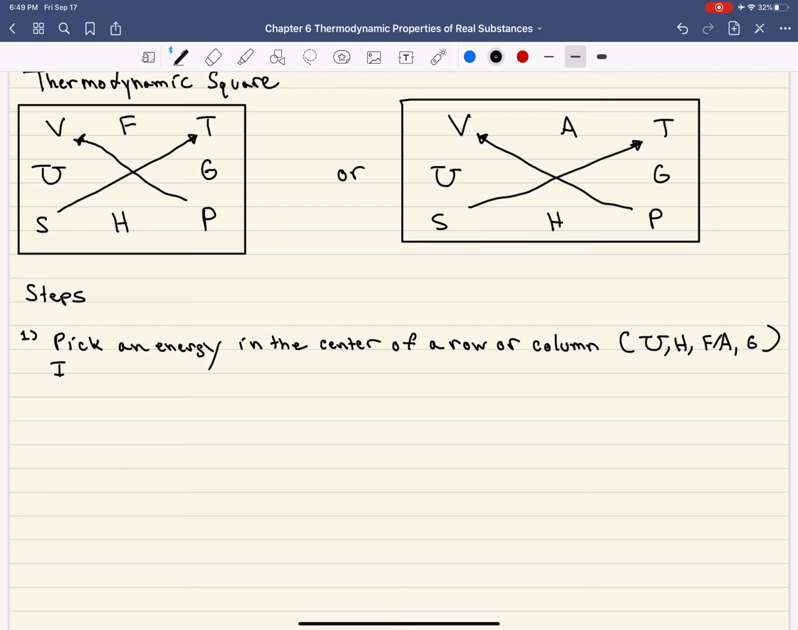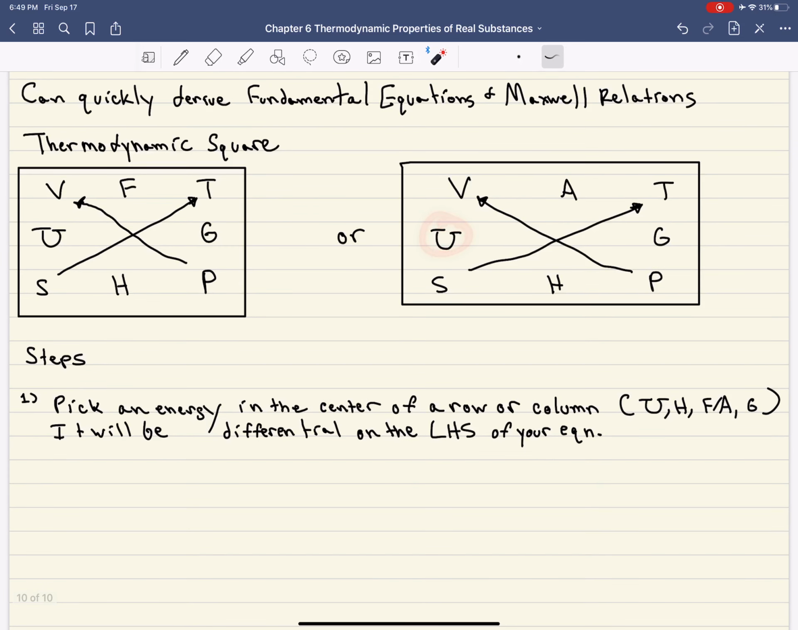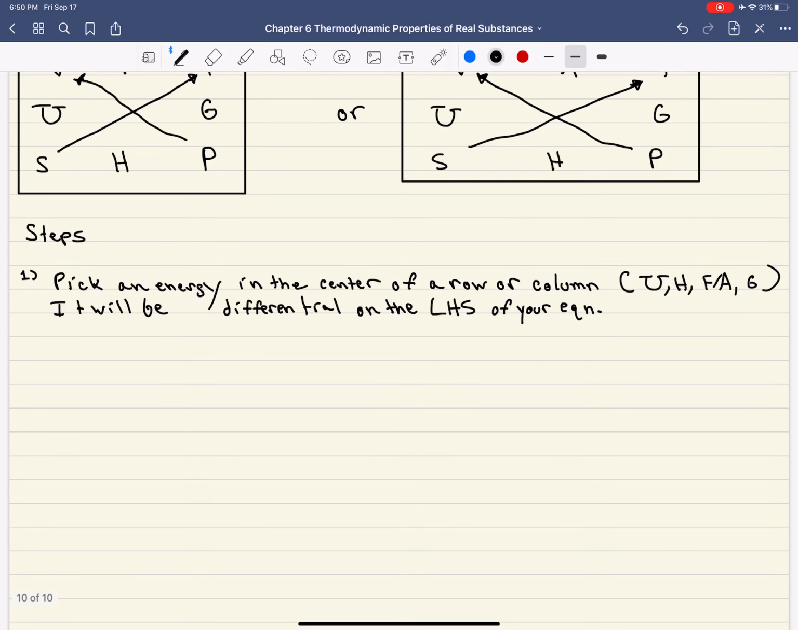And then that energy is going to be the differential on the left-hand side of your equation. Okay? So if we pick U, that'll be dU on the left-hand side. Actually, let me just write out all the steps first and then show you the example. Okay? Step 2.